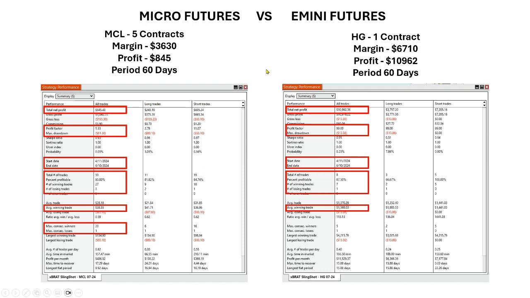If you want to do it with real money, to make sure you get that same psychological feeling, that's fine. But if you want to take trading seriously and grow wealth and have an income, you can't do that on micros. Again, max consecutive winners 5, max consecutive losers 1. So again, same 60-day period, 5 micro contracts on a $5,000 account gives you $845 with a 90% win rate.